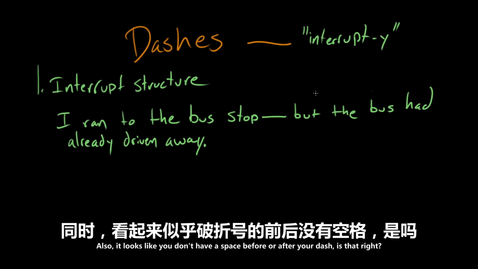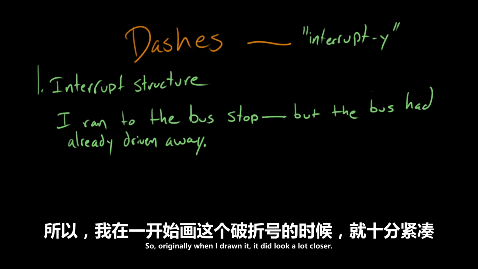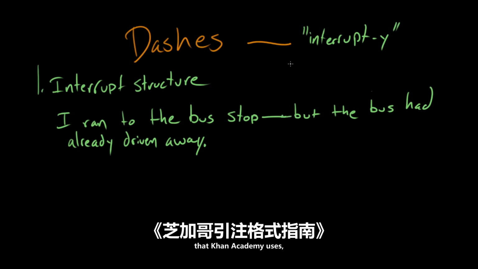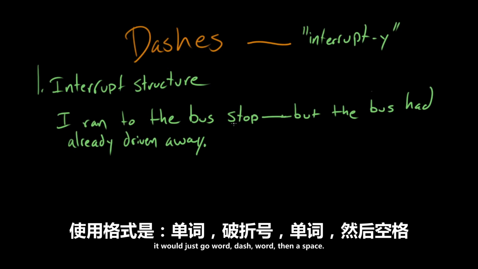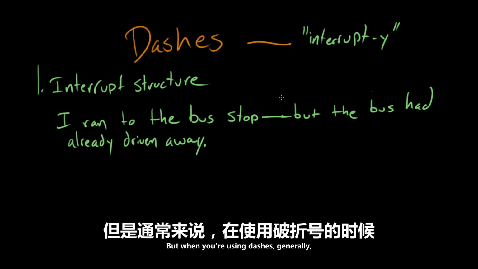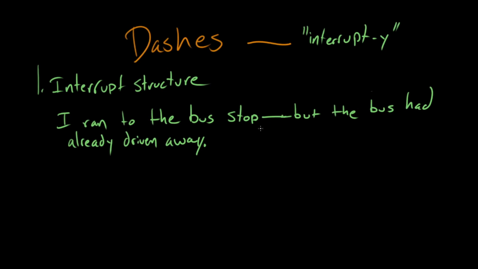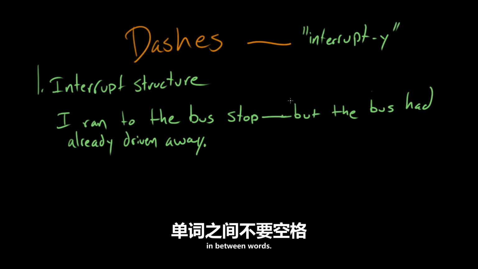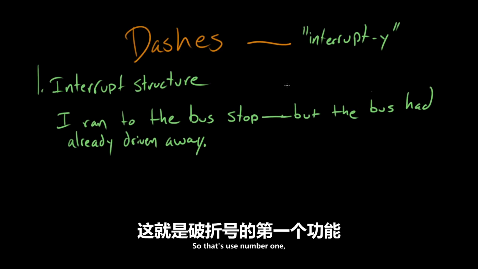Also, it looks like you don't have a space before or after your dash. Is that right? Right. So originally when I'd drawn it, it did look a lot closer. But yes, according to the Chicago Manual of Style that Khan Academy uses, it would just go word, dash, word, then a space. But when you're using dashes, generally, you don't put spaces in between them, in between words. Right. So that's use number 1.